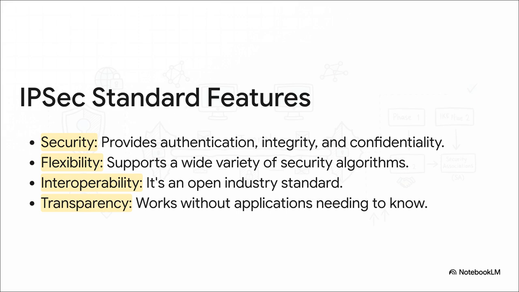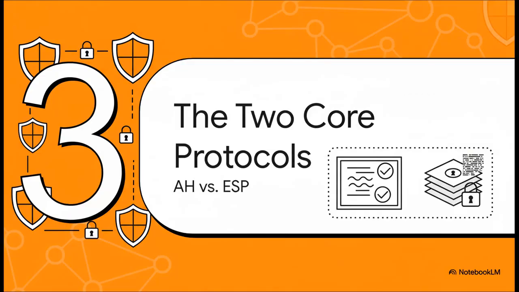It's also incredibly flexible, which means we can swap in newer, stronger encryption methods as the old ones get weak. And because it's an open standard, a device from one company can talk securely to a device from a completely different company. It's like a universal language for secure communication. So we get what IPSec is trying to do. Now let's pop the hood and see how it actually does it.